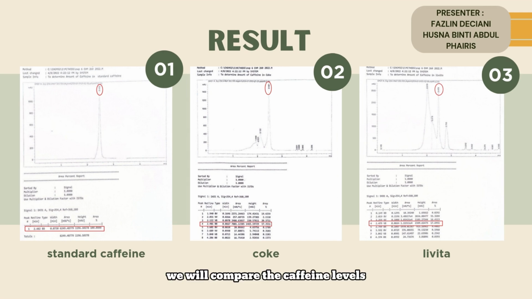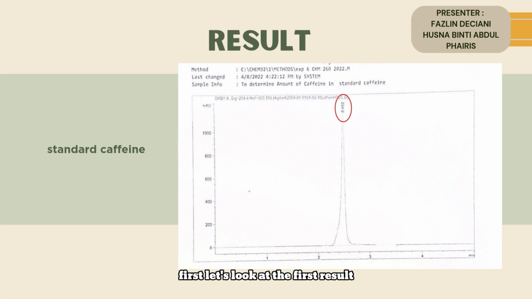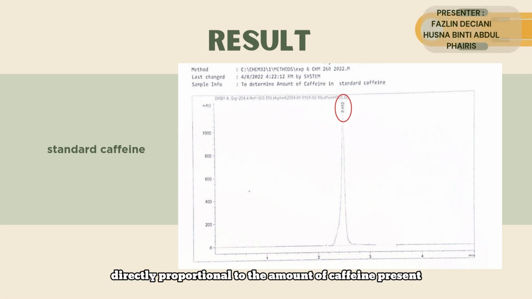We will compare the caffeine levels in a standard caffeine sample, a sample of Coke, and a sample of Levita. First, let's look at the first result, the standard caffeine sample. The chromatogram clearly shows a single, well-defined peak corresponding to caffeine. The area under this peak is directly proportional to the amount of caffeine present.